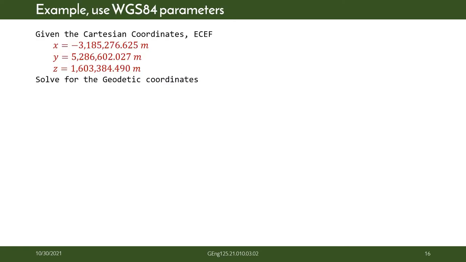So we have here an example. We will try to convert, given the Cartesian coordinates, just this one, and we are required to solve for the geodetic coordinates. We are asked to use the WGS 84 parameters, which are already given here. So let's proceed to the solution. We can write the parameters.